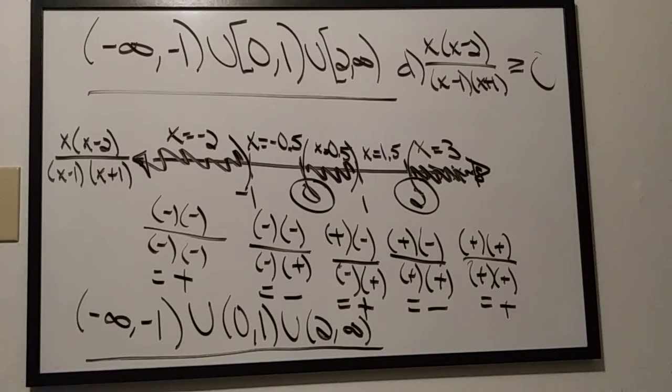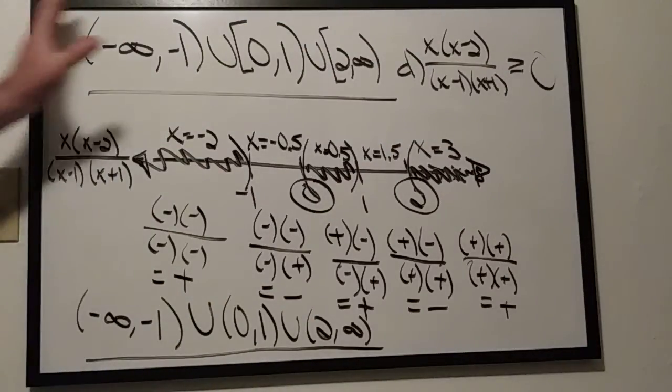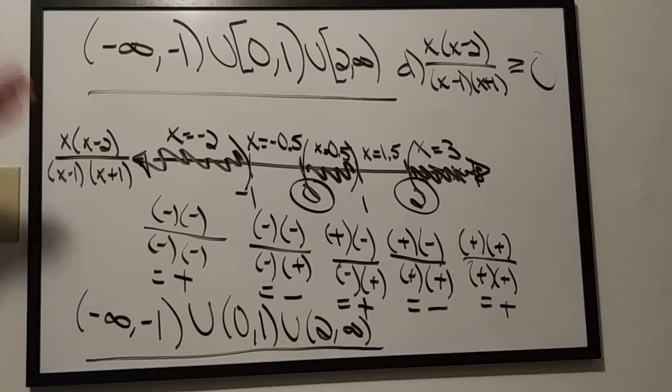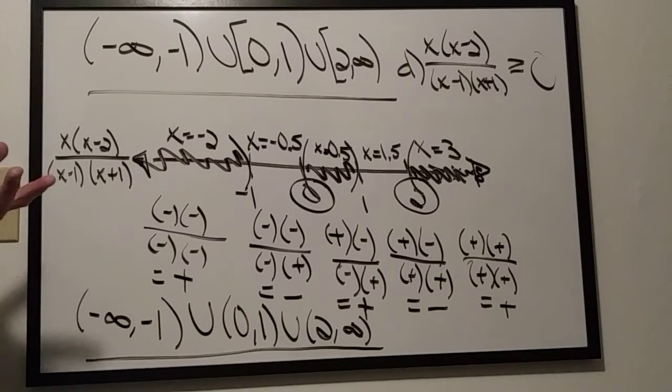So once again, you have to be kind of careful on these problems not to come in and say, oh, if we have an equal to, that means that every single one of these is going to change to a square bracket. Because in fact, that is not the case. If it makes the numerator 0, we'll include it, but if it makes the denominator 0, we won't.